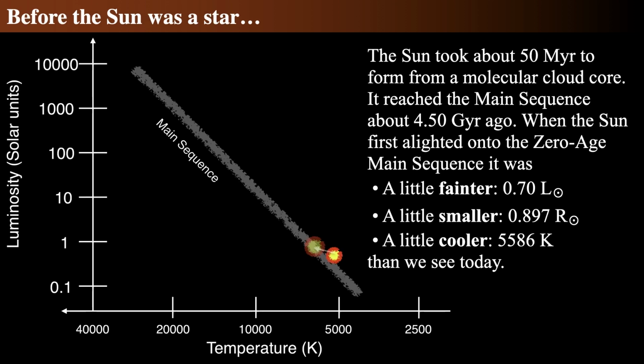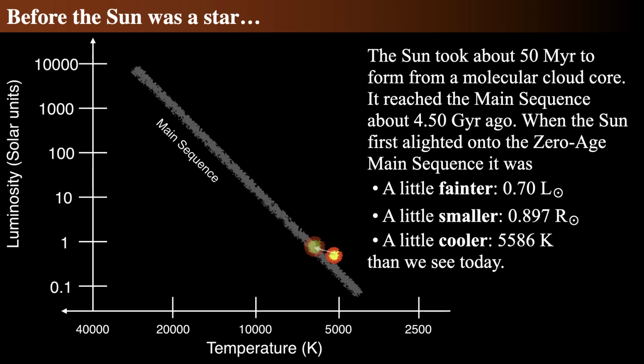We talked last time about the nature of protostars. The Sun took about 50 million years to form from a big molecular cloud. And that core, like Barnard 68 or other large molecular clouds, took about 15 million years to collapse down into a star. It reached the main sequence about 4.5 billion years ago, and we're going to use MYR, meaning million years, and GYR, meaning gigayears. So MYR means 10 to the 6th years, and GYR means 10 to the 9th years. Those are our abbreviations for today.